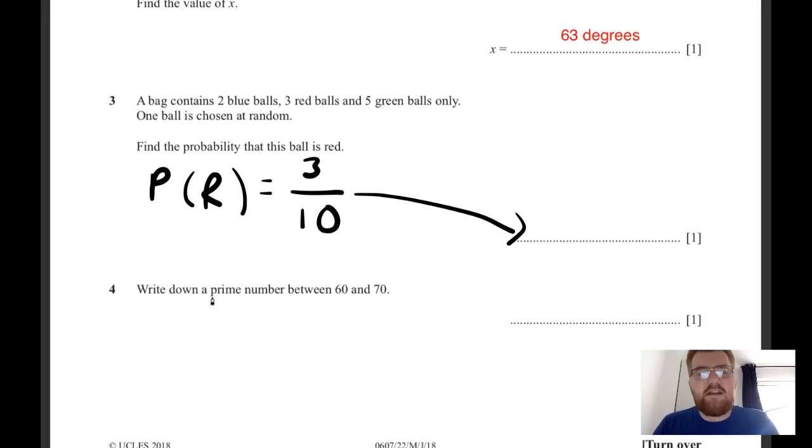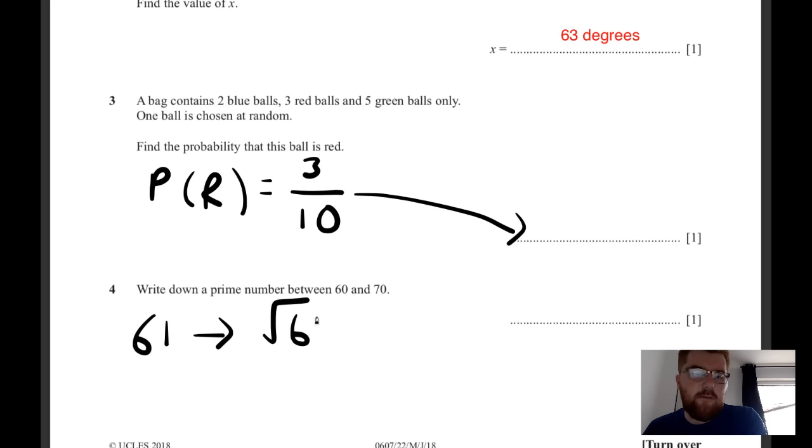Okay, next one. Write down a prime number between 60 and 70. I try and work systematically on this. Well, we know 60 doesn't work because 10 goes into 60. So let's try the next number, 61. Now, one of the tricks to check a number is if you think of the square root of 61, approximately, the square root of 61 is going to be less than 8, okay, because the square root of 64 is 8. So the only factors we need to check are between 1 and 7.